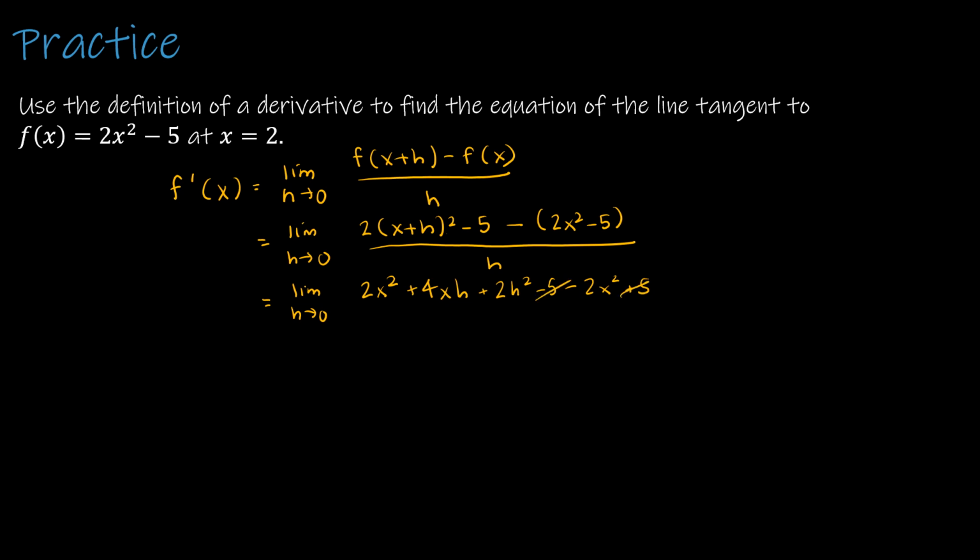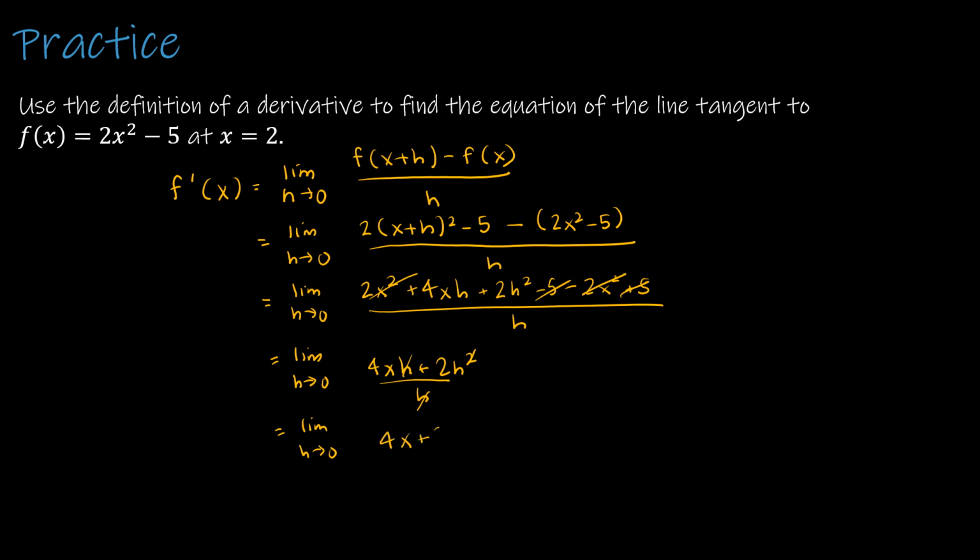Minus 5 plus 5, 2x squared minus 2x squared cancel. Don't forget to write your h. That gives me the limit as h approaches 0 of 4xh plus 2h squared over h. I'm going to factor an h out of everything, so that gives me the limit as h approaches 0. The h is going to cancel, and that gives me 4x plus 2h.